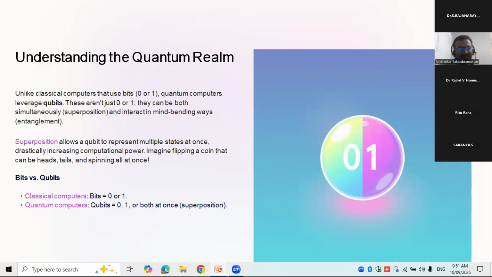So just imagine a coin. The coin has a head and a tail. If you flip the coin, it's spinning in the air. During the spinning, you can see both sides, right? So that is called superposition. That is really like the qubits. It is a kind of way to check it. So a classical bit is 0 or 1, and a quantum computer can have 0 or 1 and both at once.